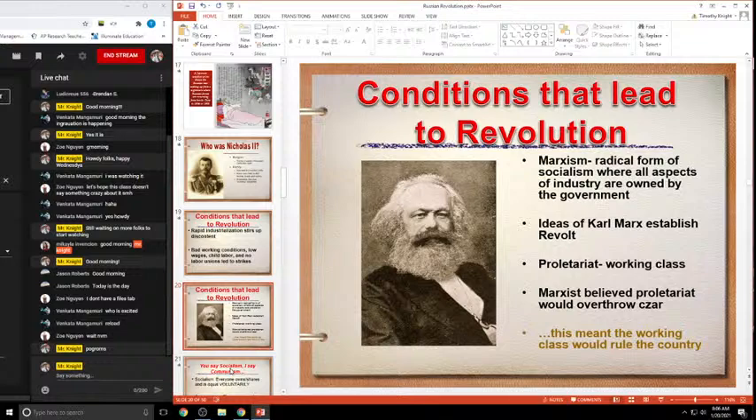He thought that the working class, what he called the proletariat, which we learned that word last week, would ultimately rise up, overthrow the government, and create a classless society. And so this idea of communism, sometimes nicknamed Marxism because they name it after Marx, was a very radical form of socialism where all aspects of industry, of the economy, are owned and operated by the government. And we talked about that last week. The ideas of Karl Marx are embraced by Vladimir Lenin, that Russian political revolutionary of the early 1900s. So Marx believed that the proletariat could overthrow a ruler in Russia, that would be the Tsar, and that the working class would ultimately create a completely equal society.